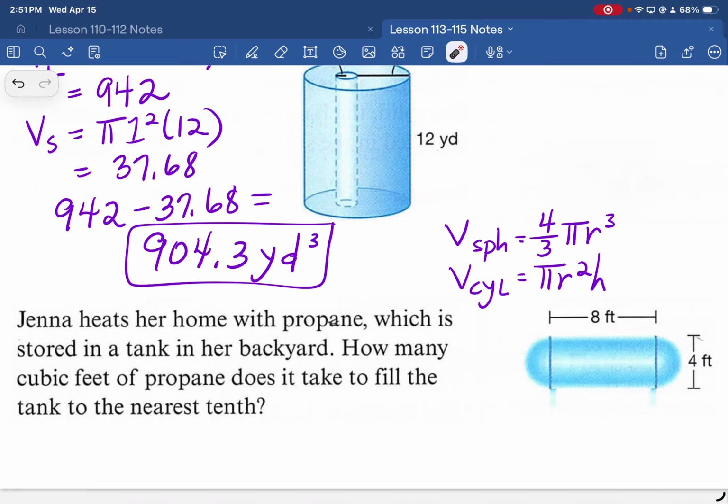So you do pi times 2 squared times 8 for the cylinder. Yes, you gotta rotate the paper. Times 8 times 4 times 3.14, which would get you 100.48 per cylinder. Do you add them at the end? Yes, correct. You add them together.